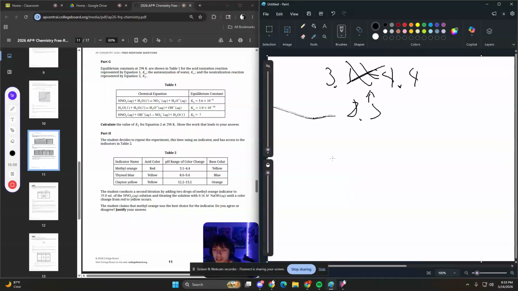On the other hand, thymol blue has a pH range of 8.0 to 9.6. Our equivalence point fits in here, which means our color change will happen around the time that our equivalence point will happen, which will be effective as an indicator. Therefore, we would disagree with the student, and we would say that thymol blue is a better indicator for this titration.